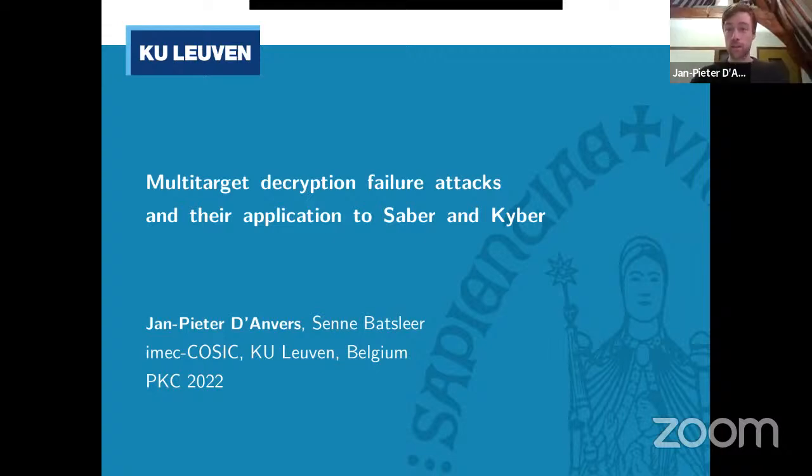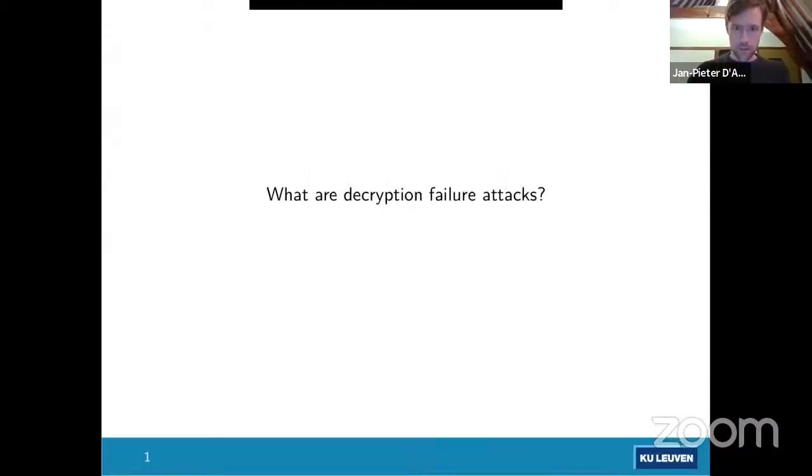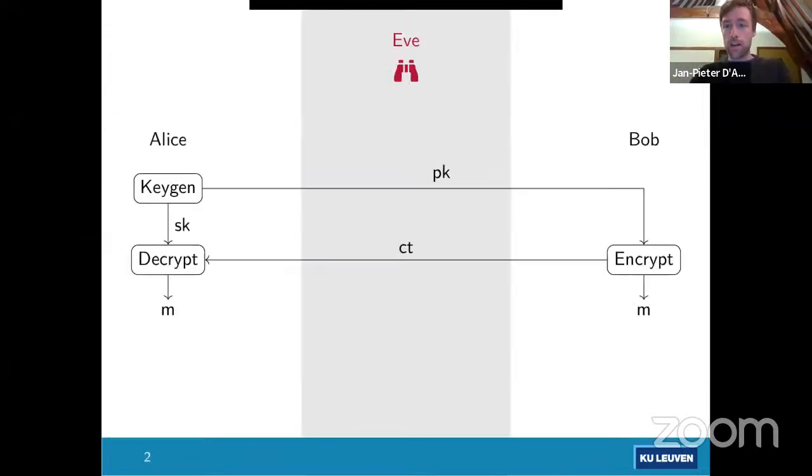So let's talk about decryption failure attacks. First question, what are decryption failure attacks? Imagine that we have a public key encryption scheme. Alice sends a public key to Bob, Bob sends a ciphertext to Alice. And imagine that this scheme has a certain decryption failure probability. This means that even if we send a perfectly valid ciphertext, there is a certain probability that it cannot be decrypted correctly. Then we can do decryption failure attacks.